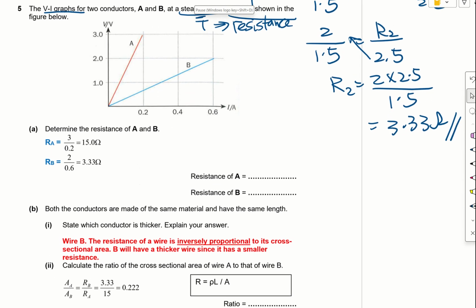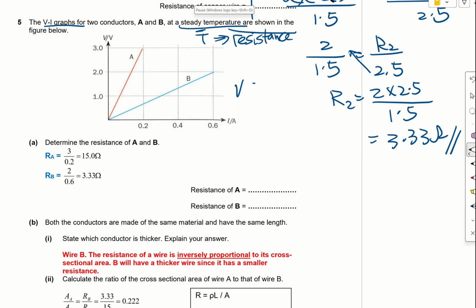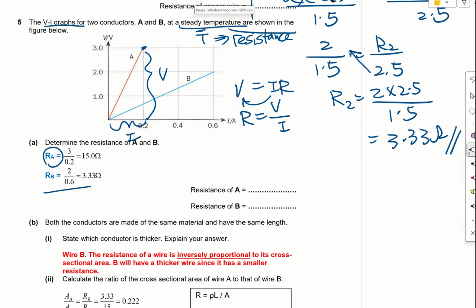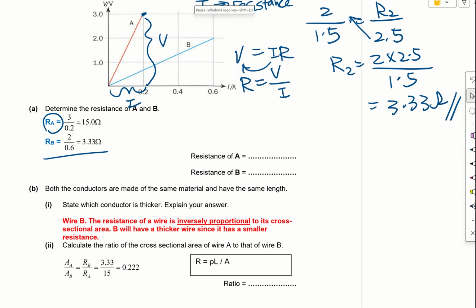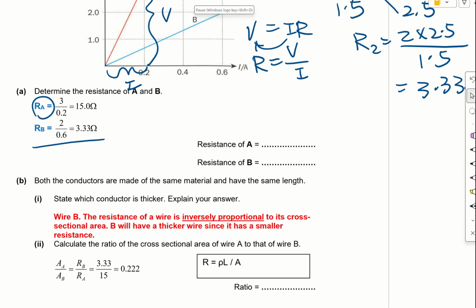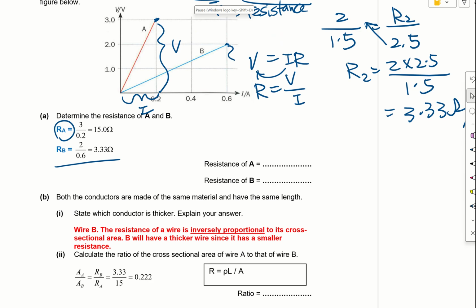Now determine the resistance of A and B using V equals IR, and if I make R the subject of the formula, I bring V over, it becomes V over I. That means I can get the change in V over the change in I, and therefore I can get my resistance. So I can do it for RA, resistance of A, and resistance of B. Okay, I can use 2 over 0.6 and 3 over 0.2.